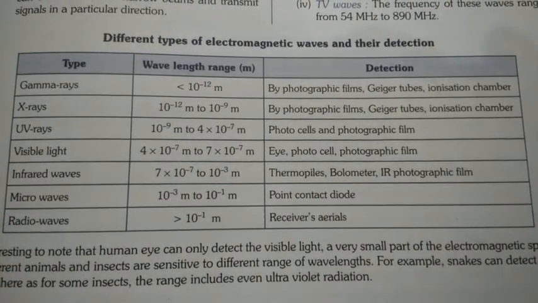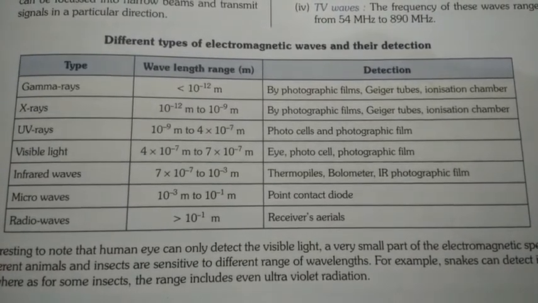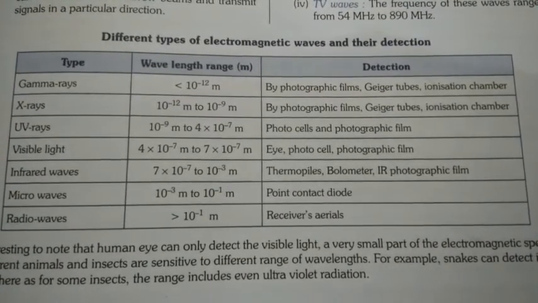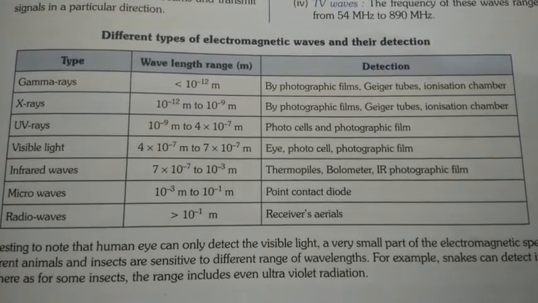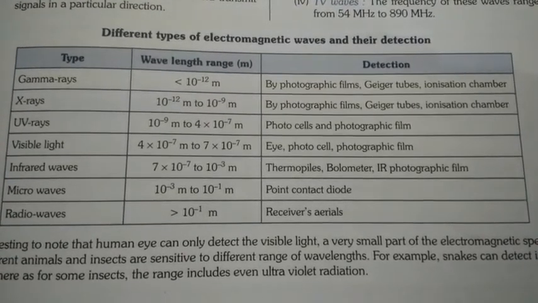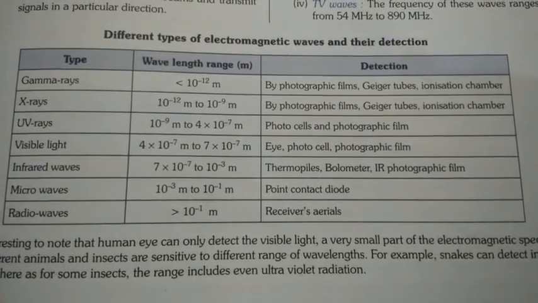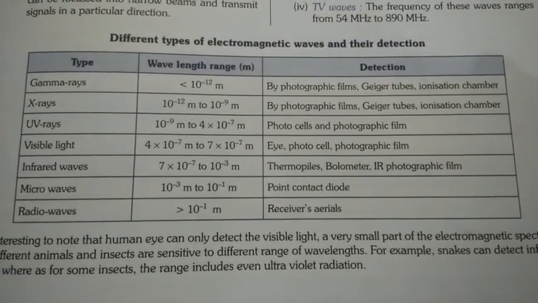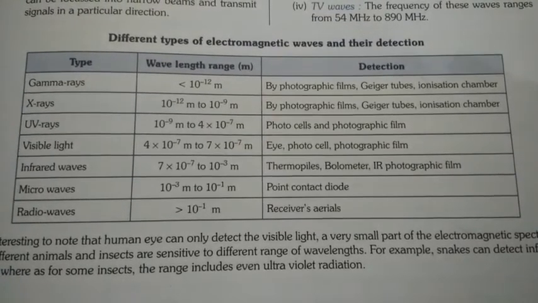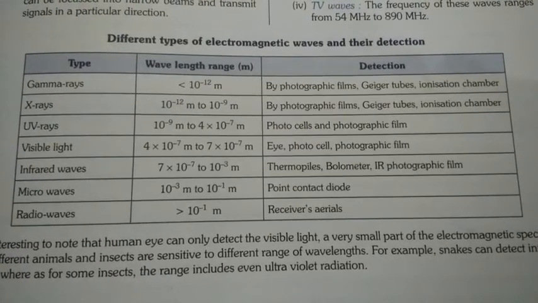Okay. So this is it for today's lecture, and with this we have completed this chapter as well. In this chapter you have to study what an electromagnetic wave is, their characteristic properties, different parts of the electromagnetic spectrum, and most important, their sources and uses. From this chapter mostly the uses are asked. So be very particular about which wave is used for which purpose.